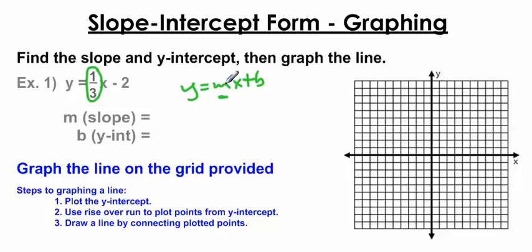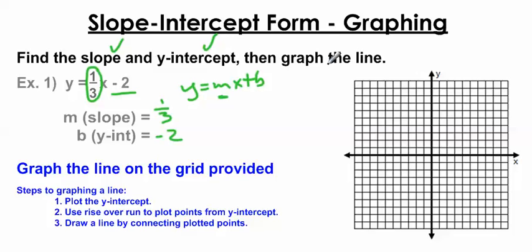So it's real easy to find the slope because the slope is going to be left of the x, and left of the x here is 1/3. So that's the slope. Now the y-intercept is going to be what's to the right of the x. In this case, it's -2. And so I have found the slope and the y-intercept here pretty quickly and pretty easily.